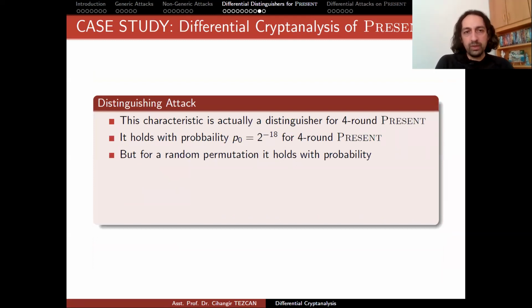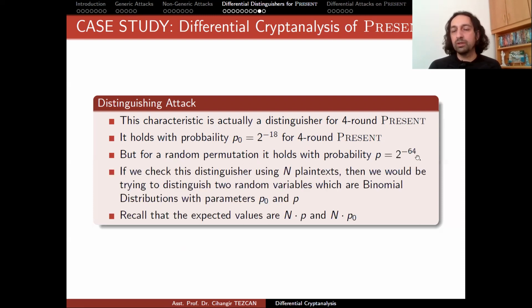So let's look at the distinguishing attack. Once you have this distinguisher, this characteristic is actually a distinguisher for 4-round PRESENT. It holds with probability 2 to the minus 18 for 4-round PRESENT, but for a random permutation, it holds with probability 2 to the minus 64, because this is the block size and you are explicitly saying that this should be the output difference. So you are fixing 64 bits. This is why for a random permutation, this probability is really small.